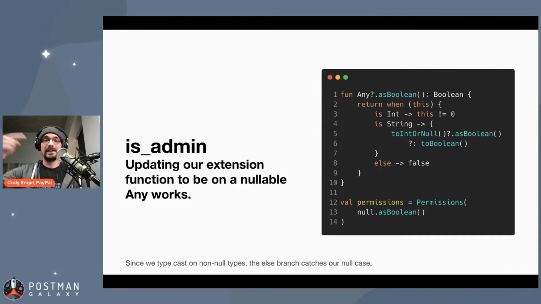And then for the typecasting and going through checking the type system, well, if it is null, on line 3, it can't be a non-null int. On line 4, it can't be a non-null string. And so it'll fall through to the else section where it is a null value, it returns false. And you'll see on line 13, we can pass in null.asBoolean, and then that'll work perfectly fine.